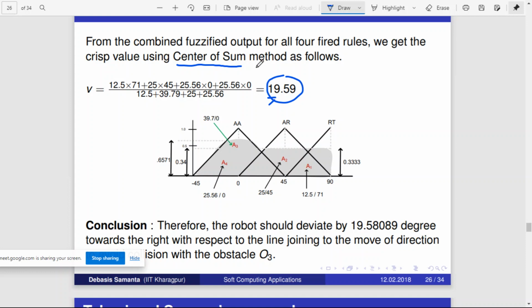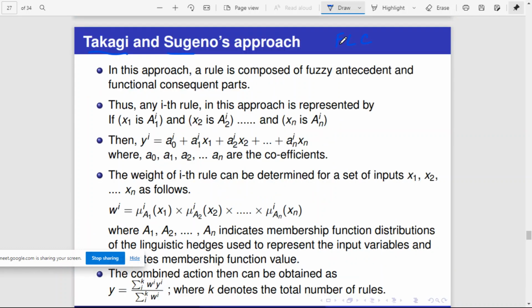So the next technique is called Takagi and Sugeno's approach. Basically we are discussing fuzzy logic controllers, and how to build one. One of the methods to build a fuzzy logic controller is the Mamdani approach. The Mamdani approach is highly interpretable but less accurate. Takagi and Sugeno's approach is more accurate but less interpretable, right?